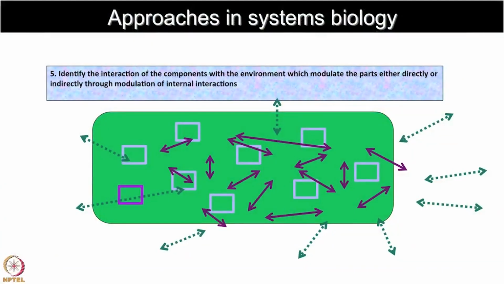So, what are the approaches of systems biology? The system is an entity which maintains its existence through mutual interaction of its constituent parts. You can see on the slide that system research consists of first identification of the parts, then characterization of these components, excluding the ones which are not part of the system, and then identifying the interaction of the components with each other. Finally, we are looking at the interaction of these components with the environment, which modulates the parts either directly or indirectly through modulation of these internal interactions.